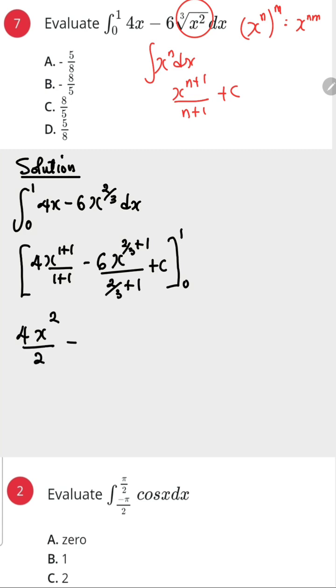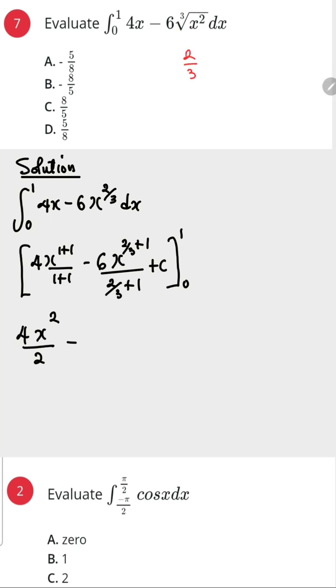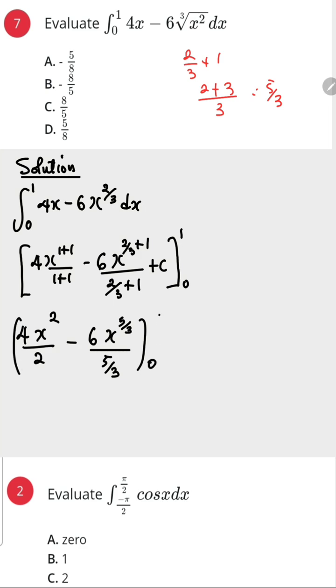Then minus. Now, this one has a lot of fractions, so let me show you what to do. Now, if you have 2 over 3 plus 1, of course, this is going to be like 3. Then you are going to have 2 plus 1, 3, which is 5 over 3. All right. So since it's 5 over 3, we are going to have 6, then x to power 5 over 3. Okay, follow what I'm doing. Then all over 5 over 3. Okay, and this is going to be from 0 to 1.